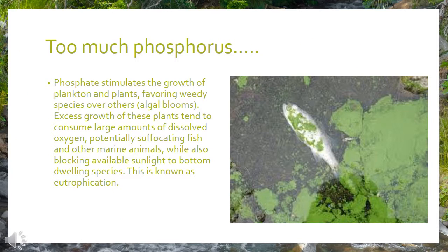Now, too much phosphorus in an aquatic ecosystem can be a bad thing. Phosphate stimulates the growth of plankton and plants, favoring weedy species over others, which causes an algal bloom. The excess growth of these plants tends to consume large amounts of dissolved oxygen, potentially suffocating fish and other marine animals, while also blocking the available sunlight to bottom-dwelling species. This is known as eutrophication. Now, this can happen also if there's an excess of nitrogen too.